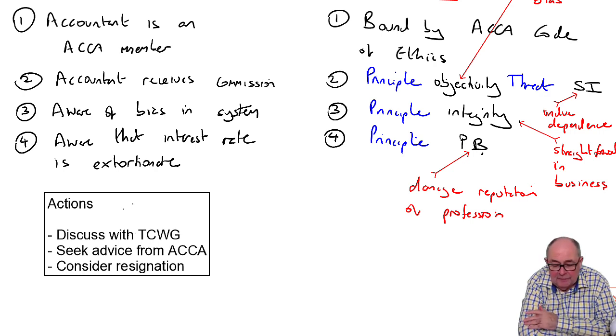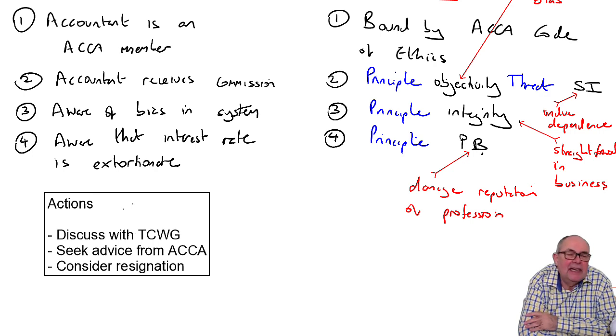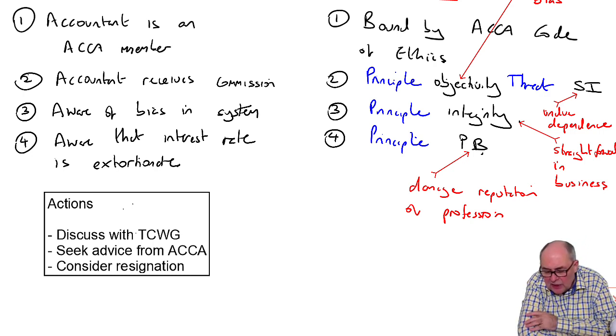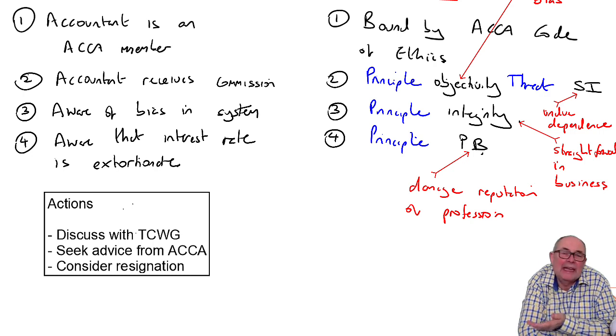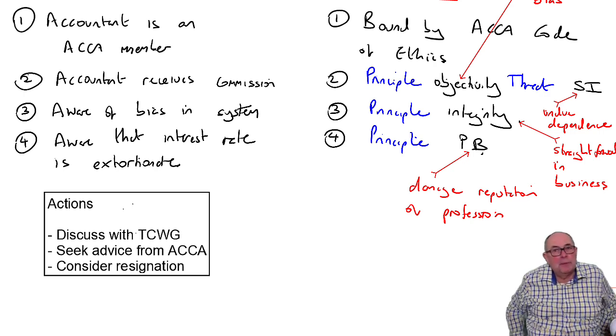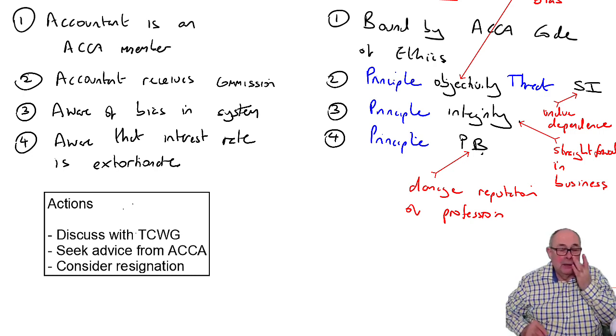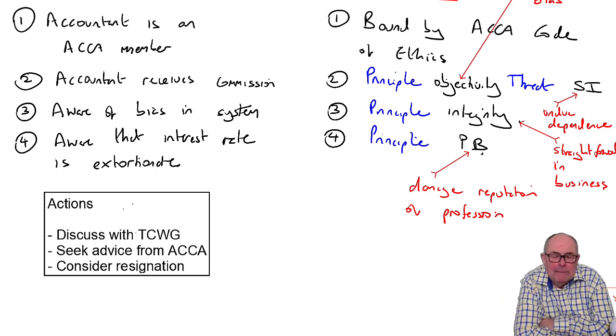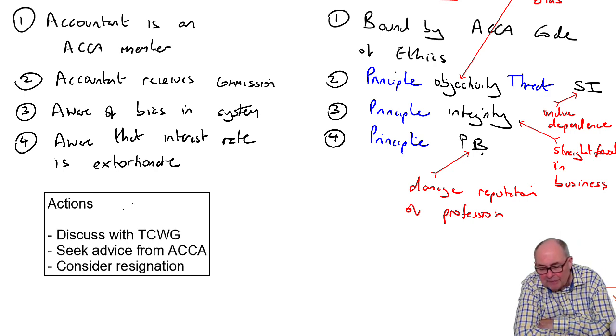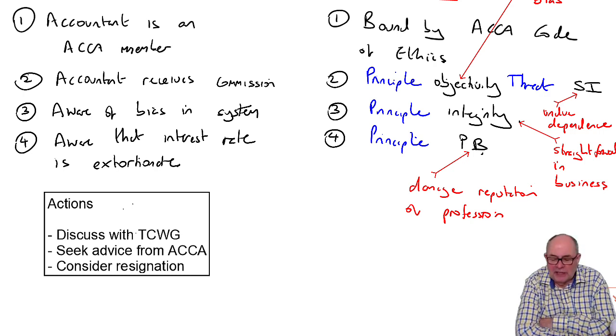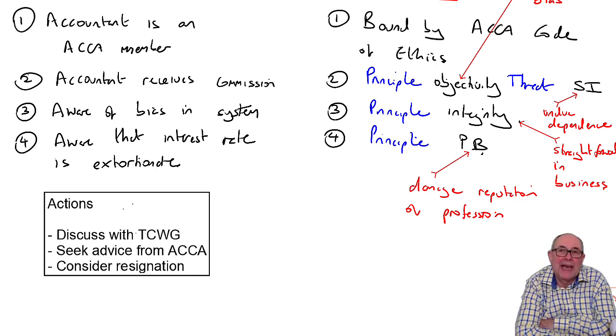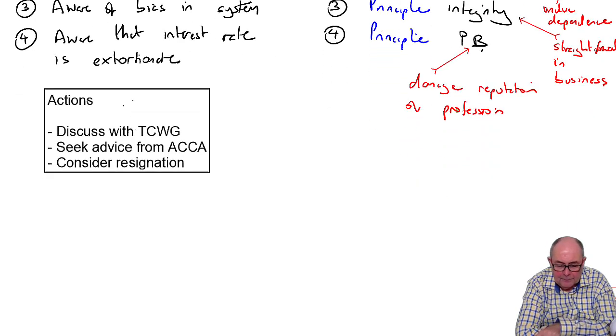And I wanted to get professional behaviour in, because clearly the interest rate is ridiculous. So I did. So what do we say about professional behaviour? Damage reputation of the profession. So for each of the threats and each of the principles, and please don't muddle them up. It's not that much to learn, is it? Make sure you can finish a sentence, and then everything would be fine. I've brought in objectivity, self-interest, integrity, professional behaviour, and explain each of them and link them to the scenario.